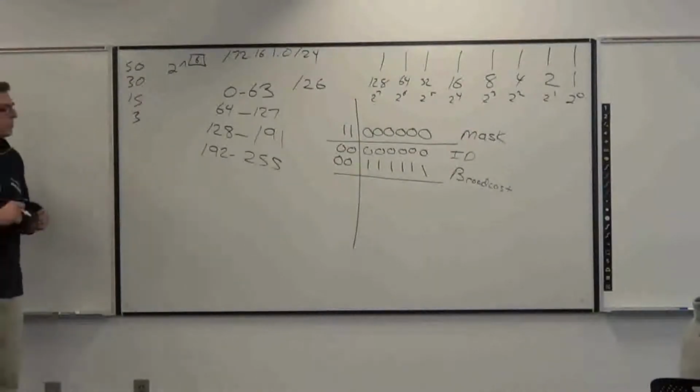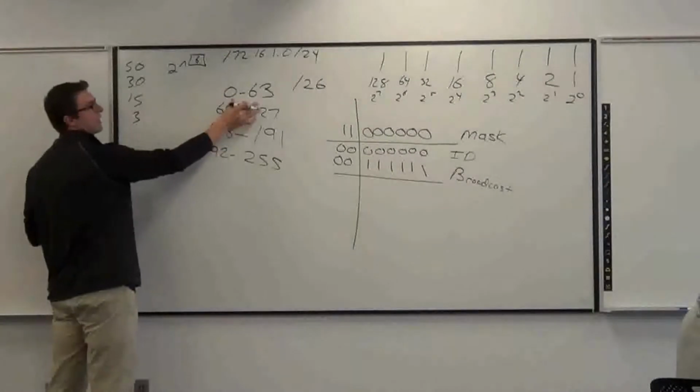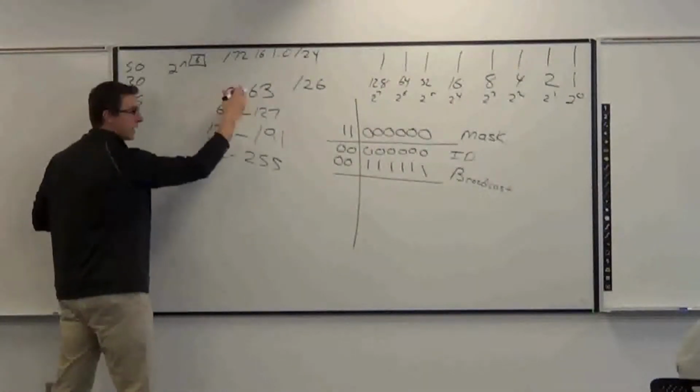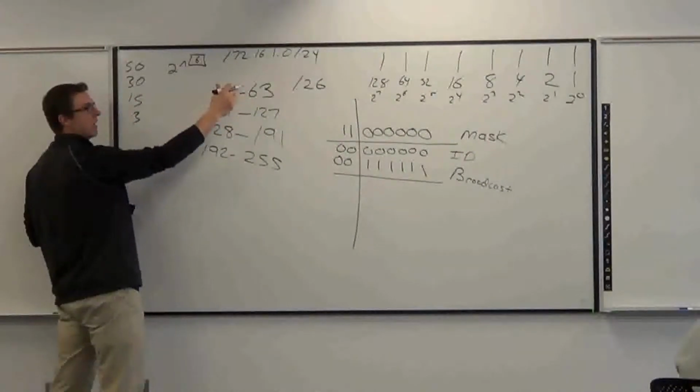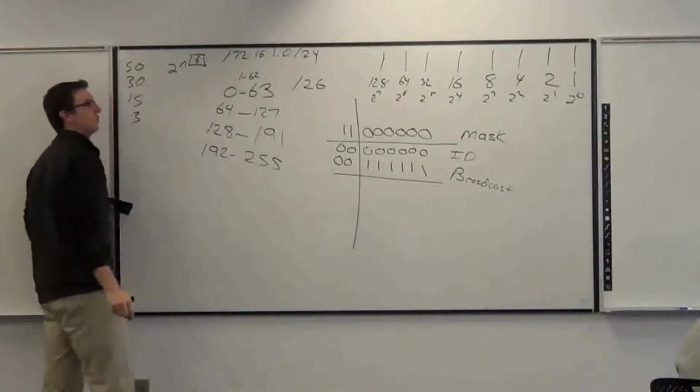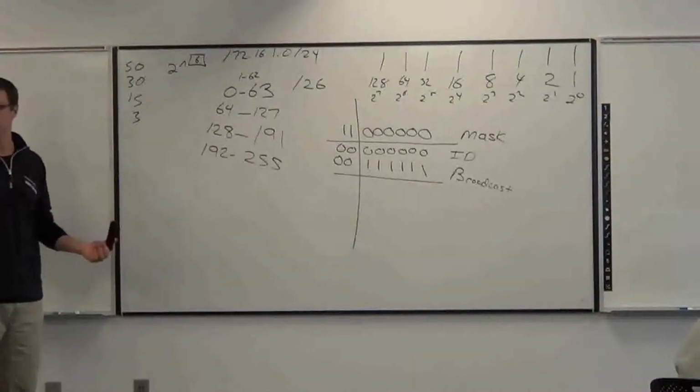There's a few ways to do that. You can probably look at this first range and think to yourself, okay, I can't use the 0 because that's the network ID. I can't use the 63 because that's the broadcast. I would have between 1 and 62 for my devices. So I have 62 possible, right?